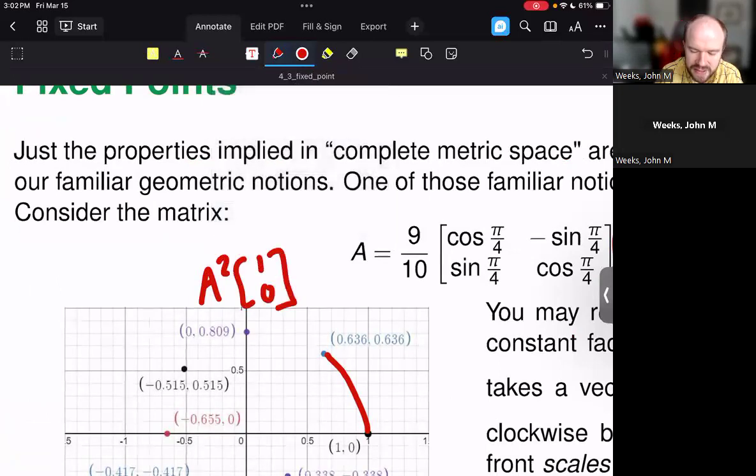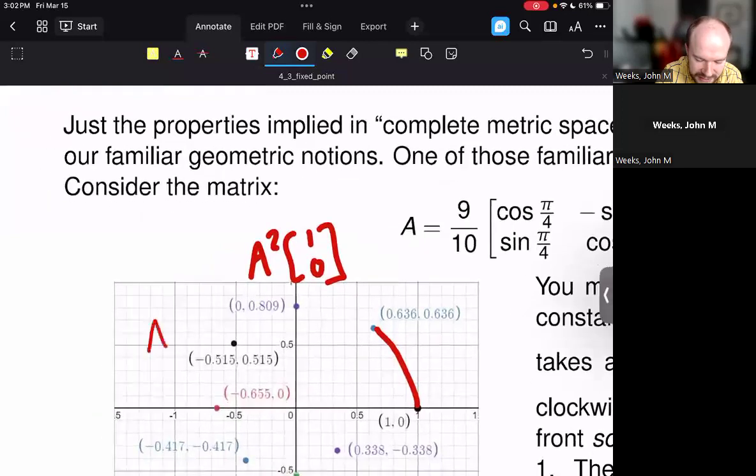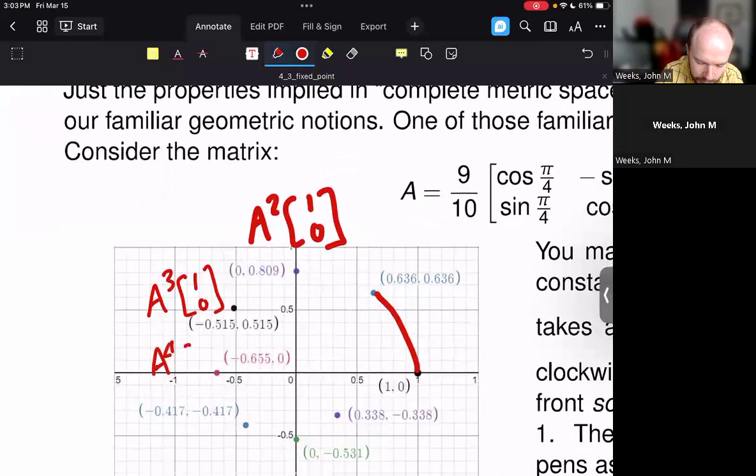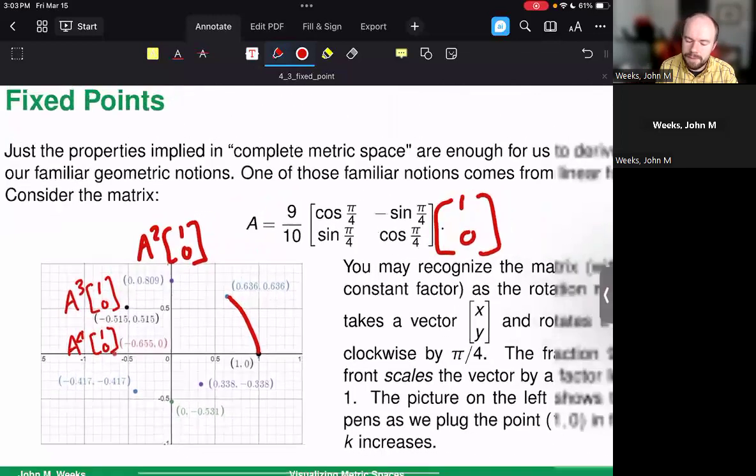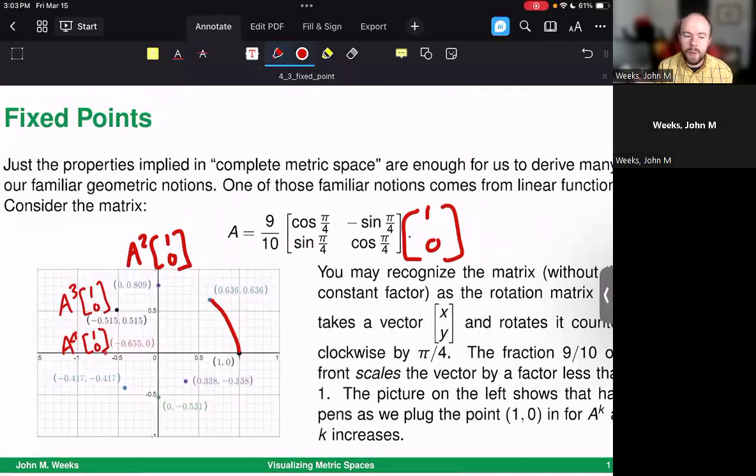I could do this indeed for all of these other ones, and you can see I've done this process a few times of finding A cubed, A to the 4th, and so on. What's happening is I am composing the matrix operator A with itself 2, 3, 4 times. And as I continue doing that, you can see here that I get a little bit of a spiral.